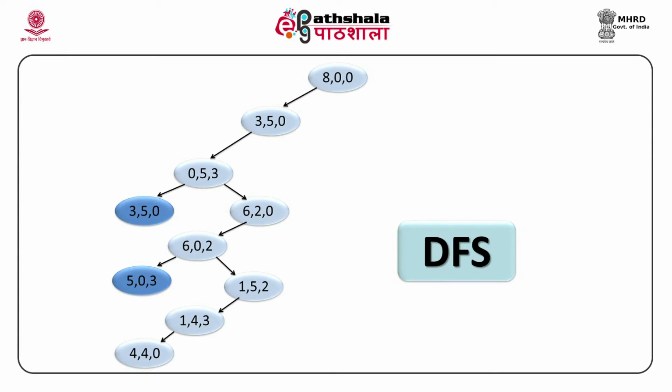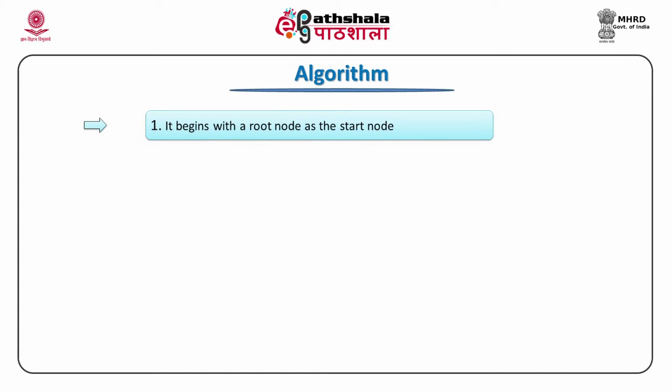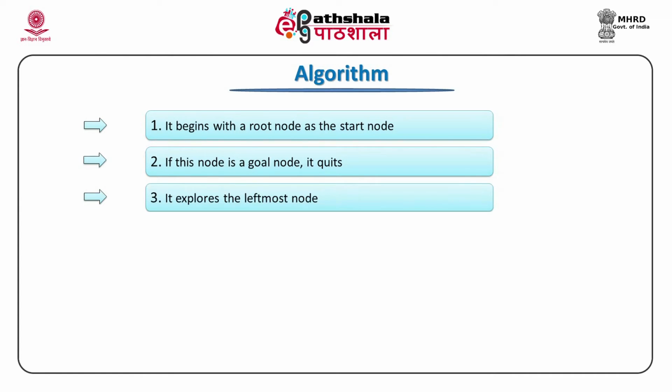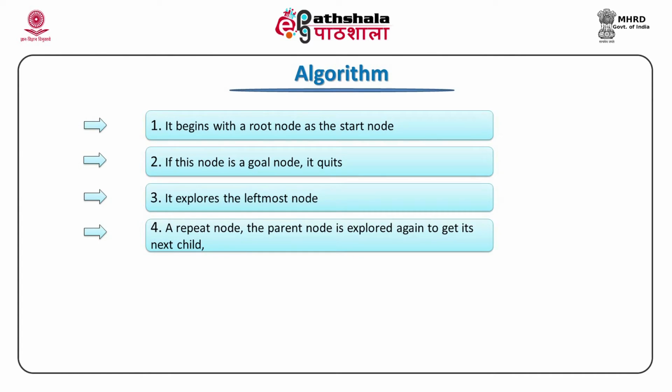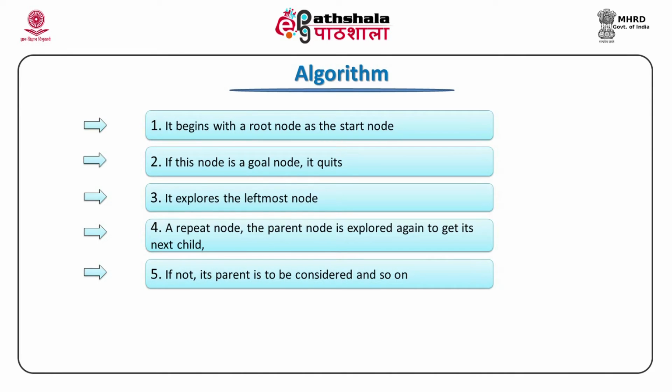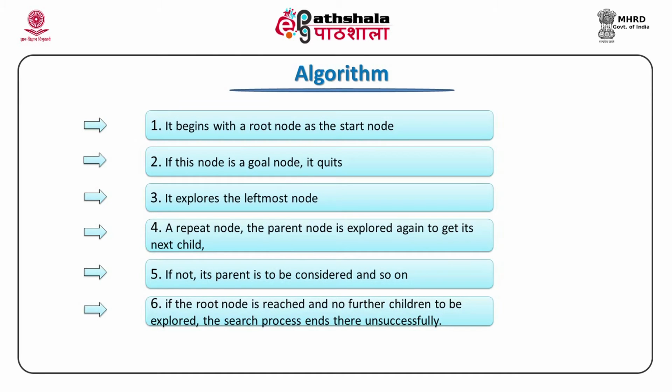If dead end, we will try the right child and again left. Okay. The algorithm is simple. It begins with root node as a start node. If the node is a goal node, it quits, otherwise it explores the leftmost node. If it is a repeat node or dead end, we will try the right. The parent node is explored again to get the next child. If that parent cannot produce a next child, the parent's parent is taken up. If the root node is reached and there are no further children to be explored, the search process ends there unsuccessfully. We cannot proceed further. We do not have any move to go forward. All nodes are explored, then there is no solution. Otherwise, we will go back to the second step and start all over again.